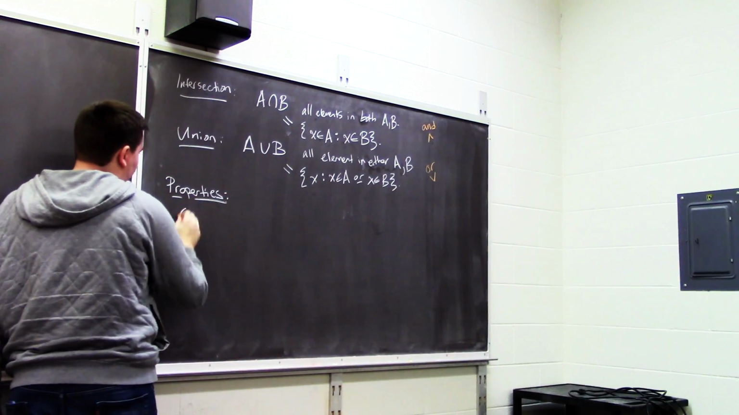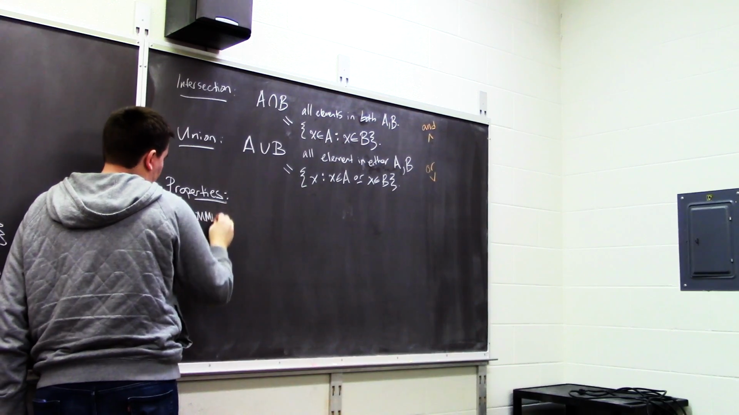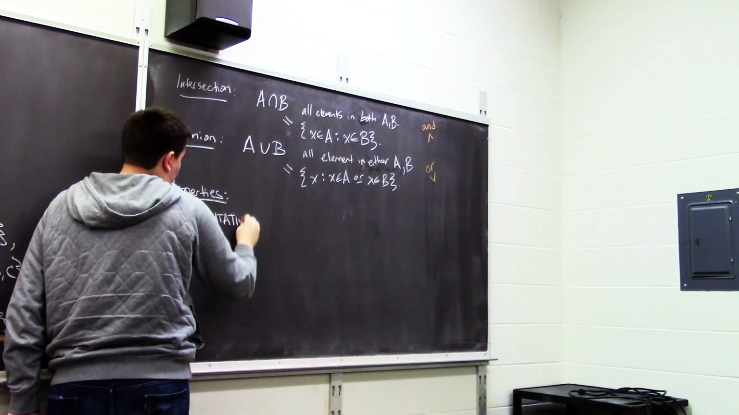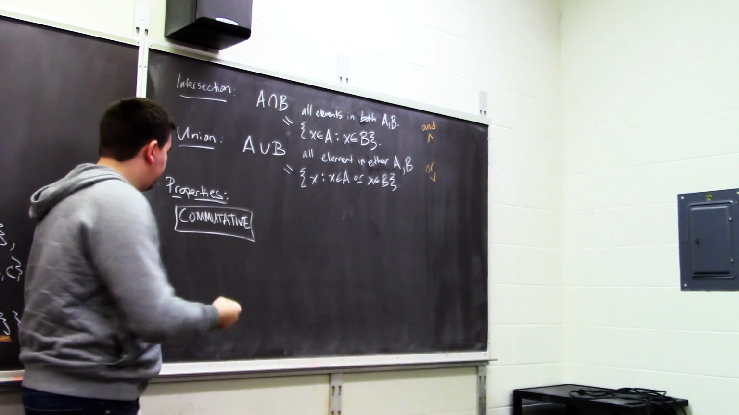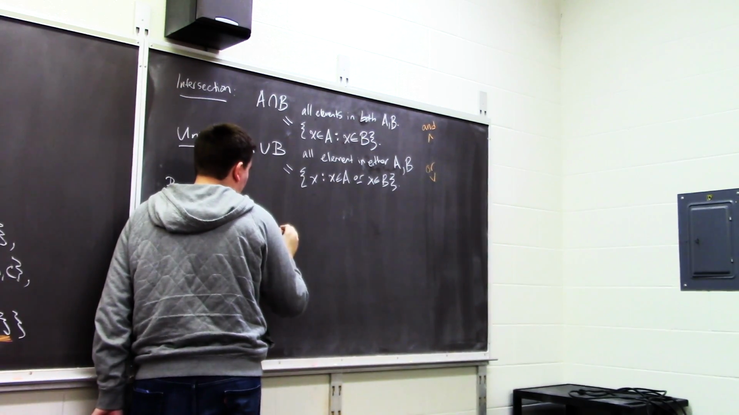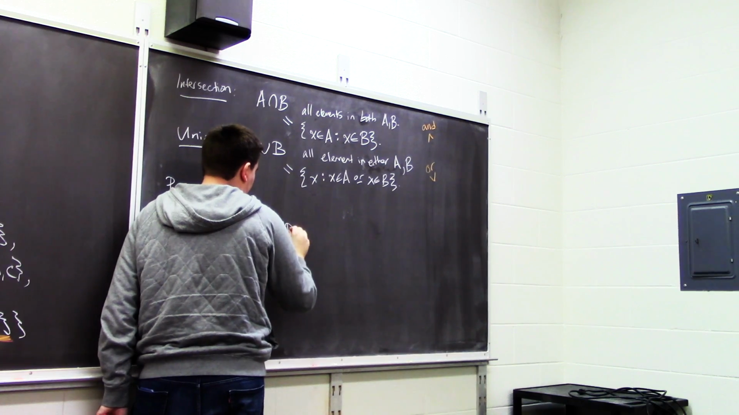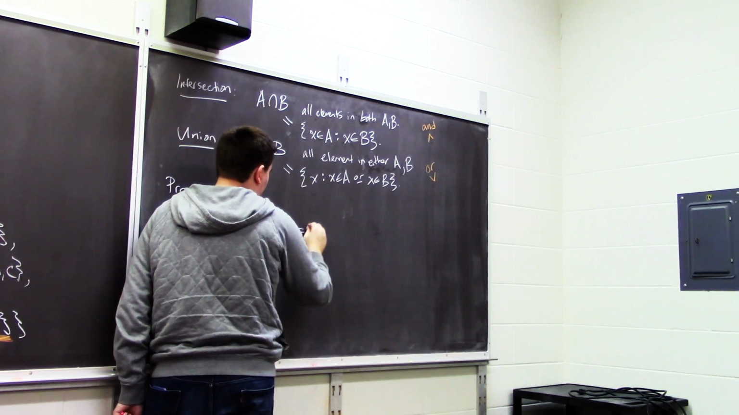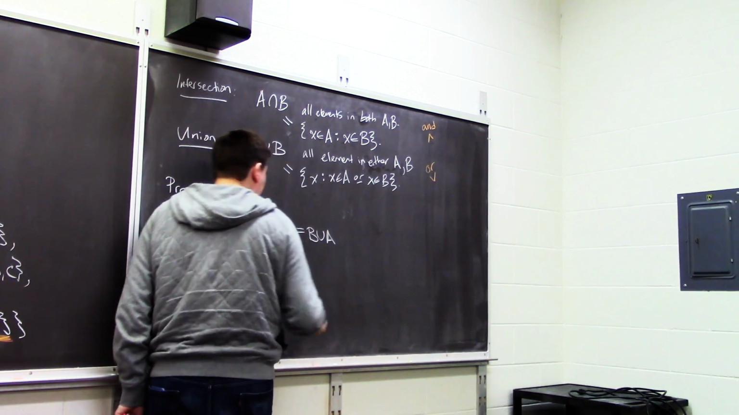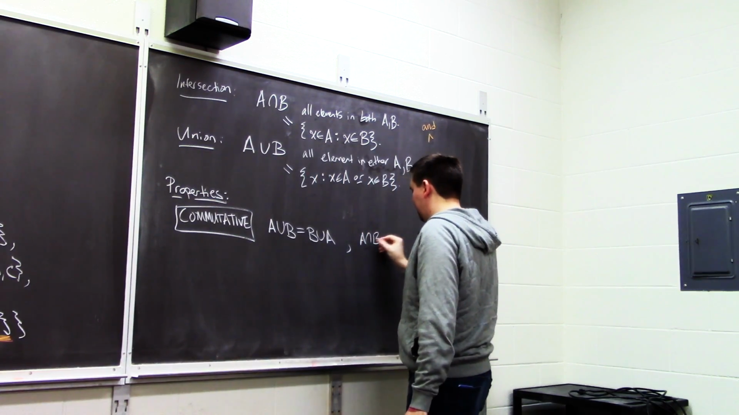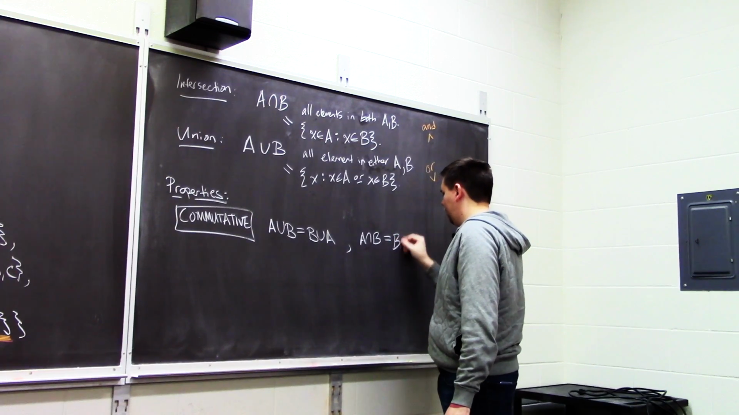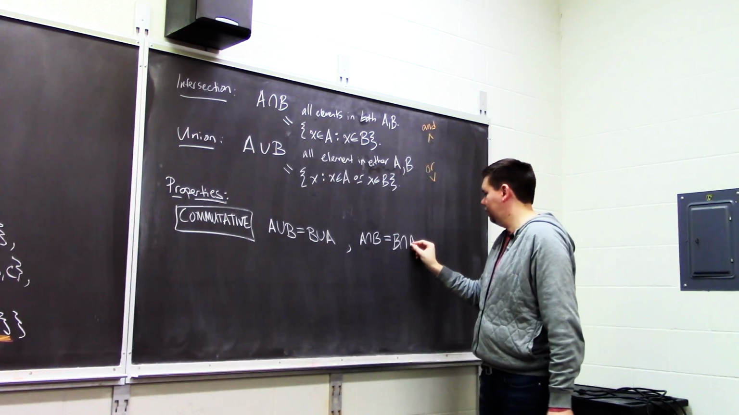The first property is that these are commutative relationships. Commutative. That is, the order doesn't matter. So for instance, A union B is the same as B union A, and A intersect B is the same as B intersect A.